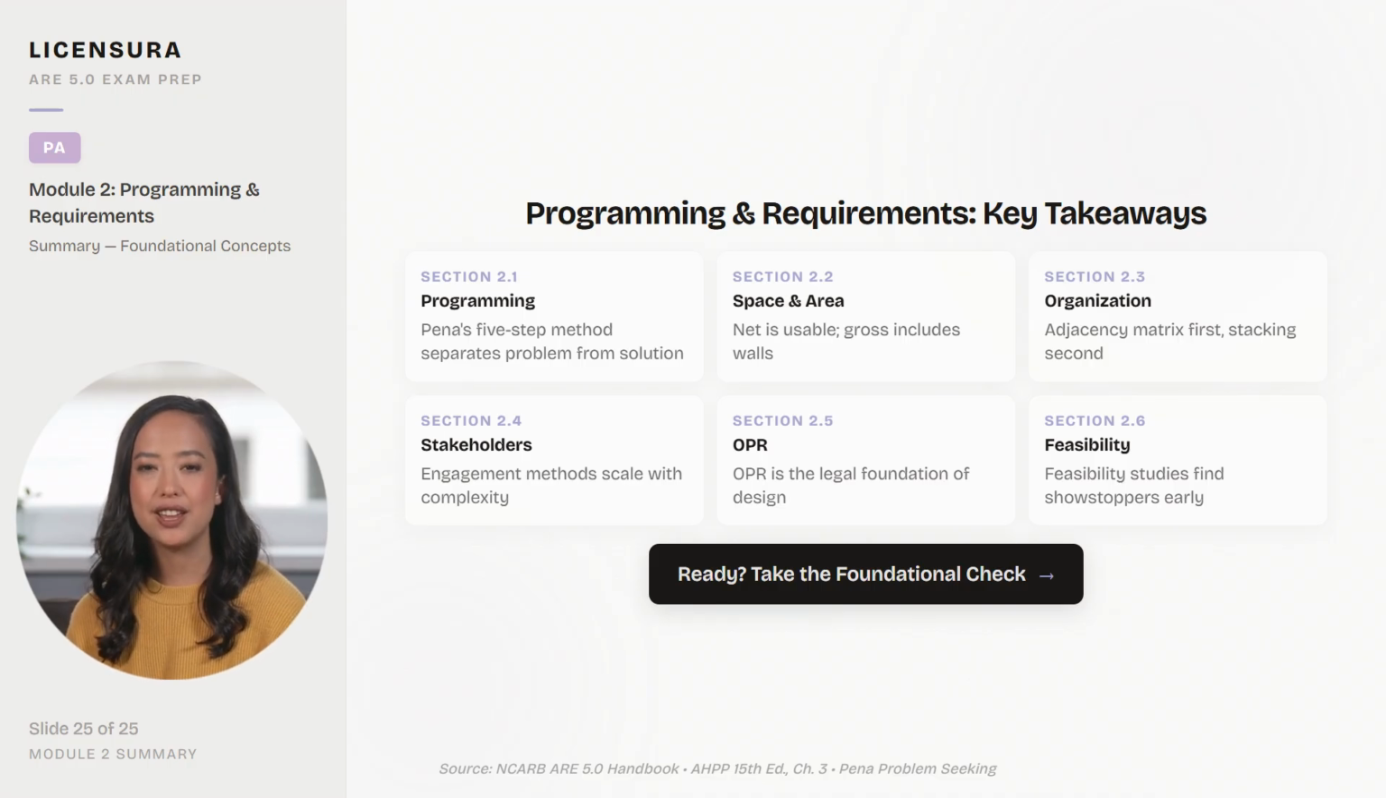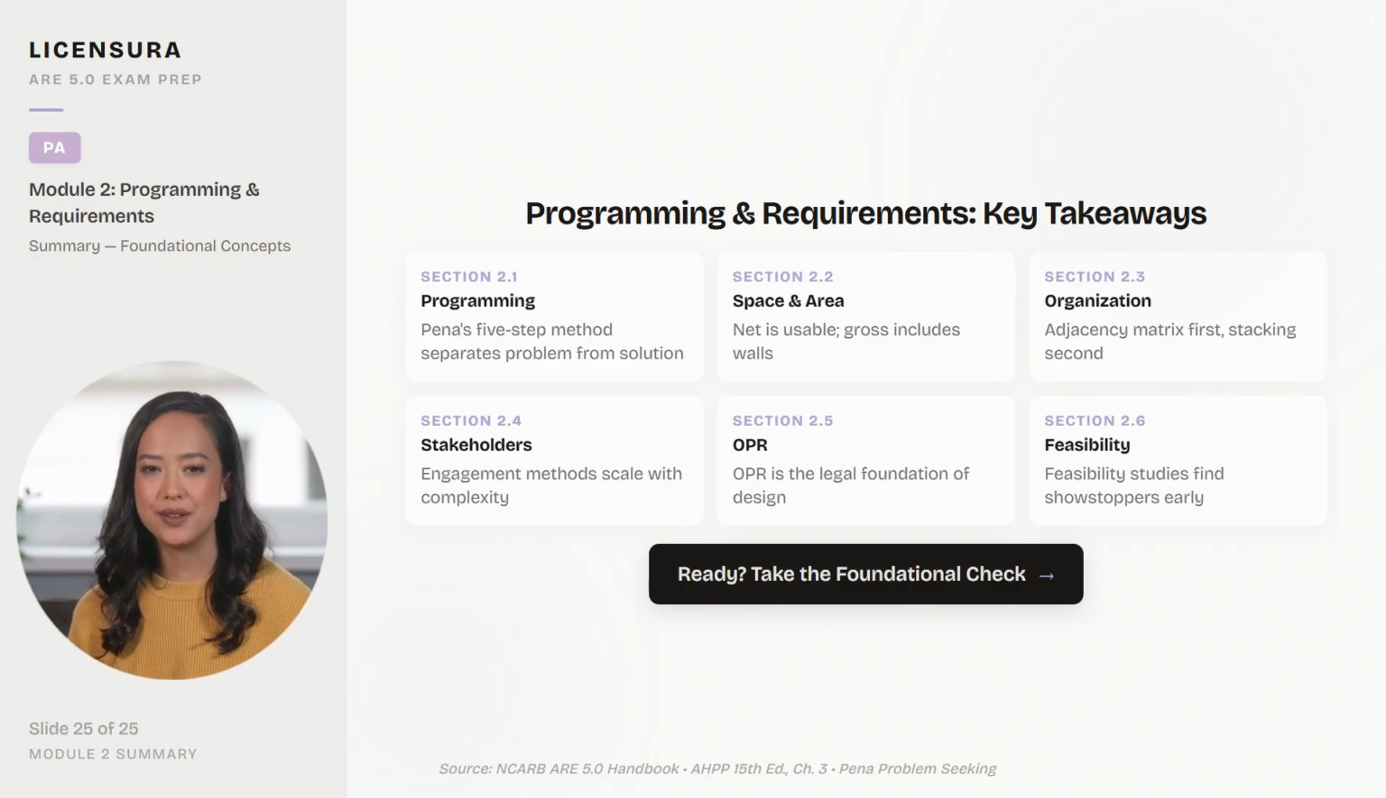Let's bring it all together. You've just worked through the entire foundational layer of Programming and Analysis Module 2, Programming and Requirements. That's a lot of material, so let's recap what you've learned and why it matters.